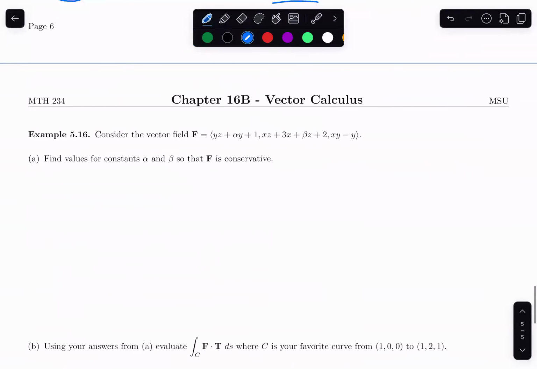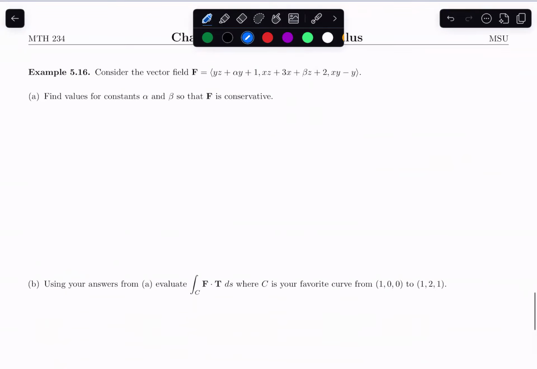All right. So last problem here, not much time to spend, but this is another example of a fundamental theorem of line integrals style problem, now with 3 variables. Maybe I'll at least get us through the first part here: find the values of alpha and beta so that F is conservative.